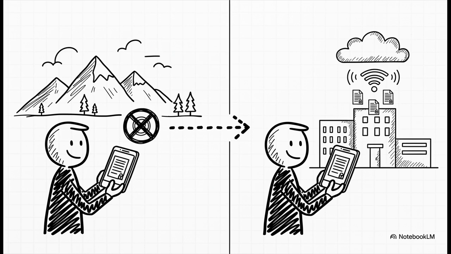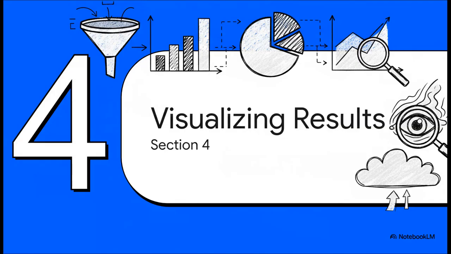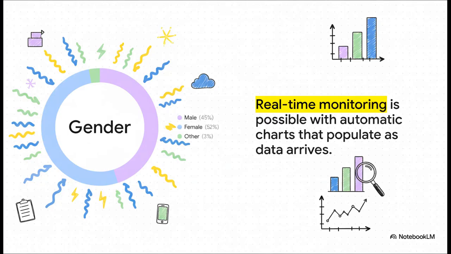It's fantastic. So the data's flowing in from the field. What happens next? This is the best part. Let's head into Section 4 and see the big payoff, visualizing your results. The second the data starts arriving, KoboToolbox automatically starts generating reports and charts for you. You don't have to lift a finger.